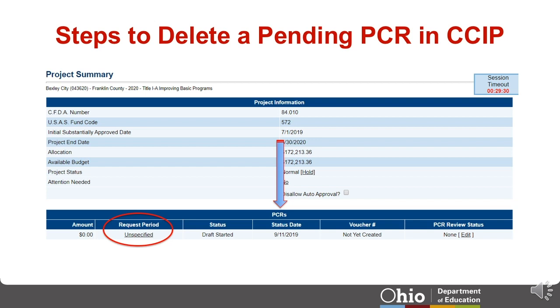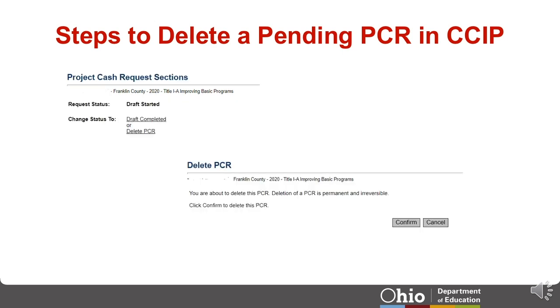The next screen you will see is the Project Cash Request Sections screen. On this page, if you have the option to select Delete PCR, click the link, then click Confirm to delete the PCR. If you do not have this option, please contact your grants management contact found in the CCIP address book for further assistance. You will also find more information about this subject in the grants manual found on the Grants Administration webpage. Look for How to Complete and Submit the FER link.